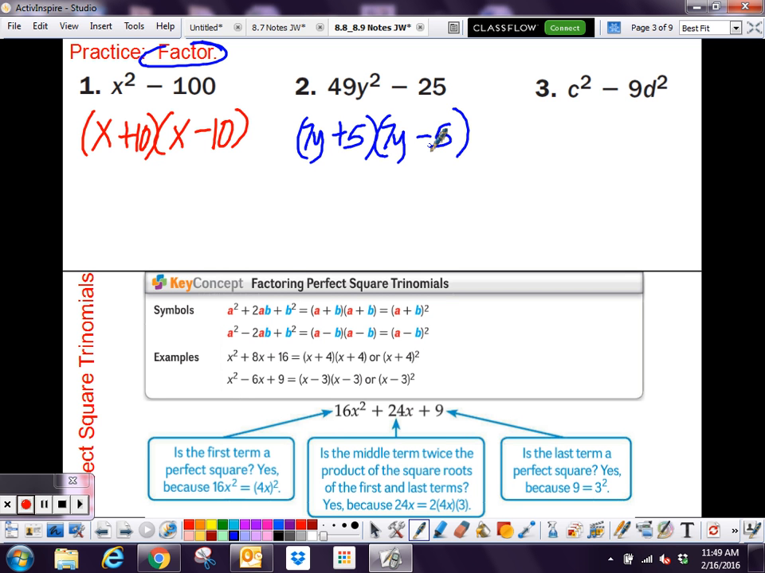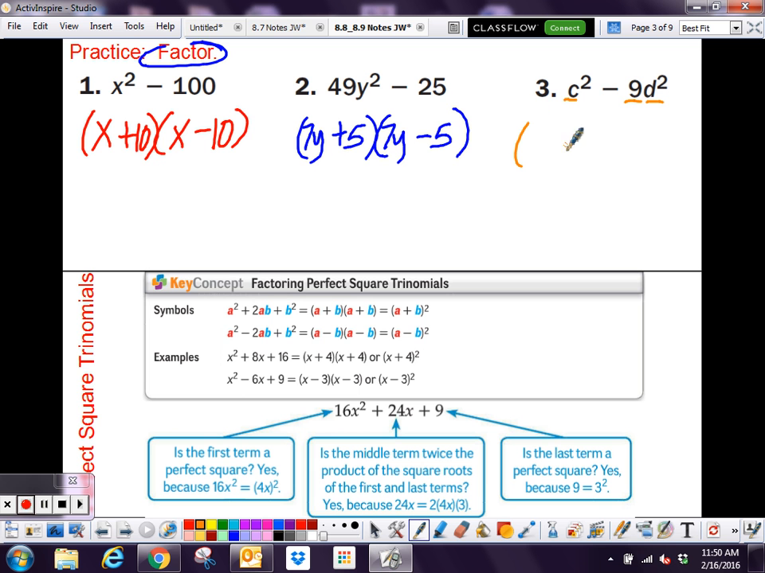All right, looking at number 3. And again, if I'm going too fast and you need to re-watch one of these, just rewind and re-watch it. Okay, number 3. Is there a GCF? Nope, no GCF. Let's check to see, since this is a binomial, let's see if it's a difference of squares. Yep, we have a minus. C is a perfect square. 9 is a perfect square. D squared is a perfect square.